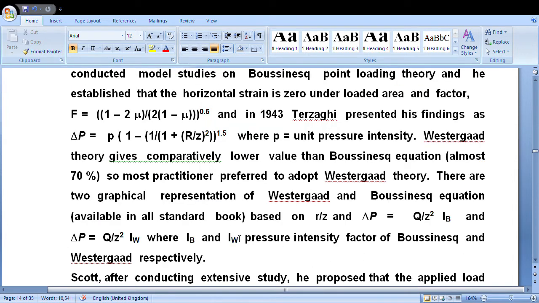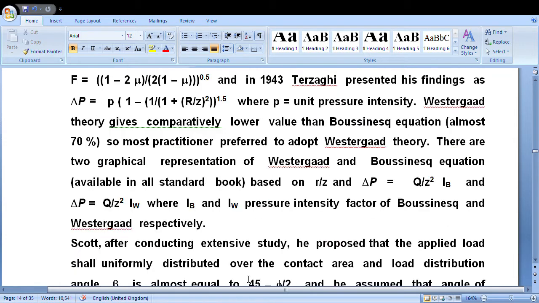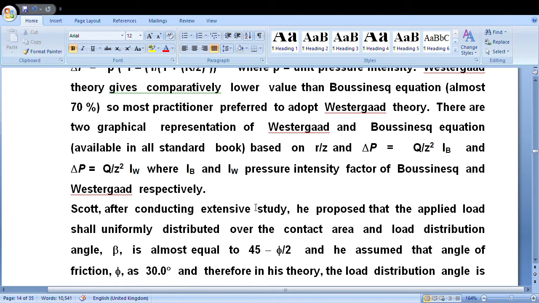There are some graphs on the basis of R by Z, where R is the radius and Z is the depth of point loading. So this is Q by Z squared times IB, where IB is the Boussinesq constant, and IW is the pressure intensity factor of Westergaard, the Westergaard constant. We are adopting these for our computation purposes.